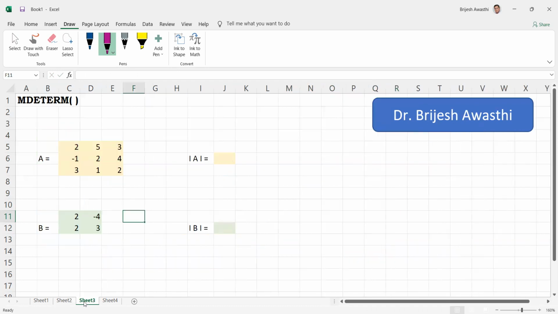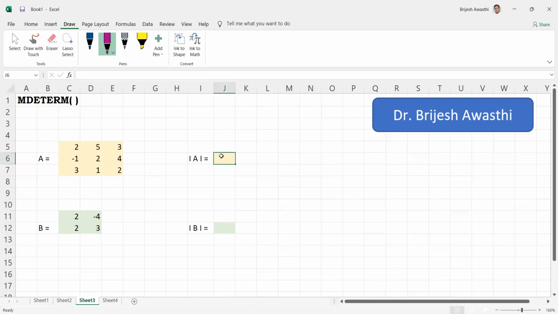Now the second is, when we want to calculate the determinant of a matrix. Determinant is basically a value of a matrix. Here we have matrix A, and the order of this matrix is 3 by 3. And we have another matrix, matrix B, whose order is 2 by 2. Remember one thing, we always calculate the determinant of only a square matrix. We cannot calculate the determinant of a rectangular matrix. Only square matrices have a determinant, right?